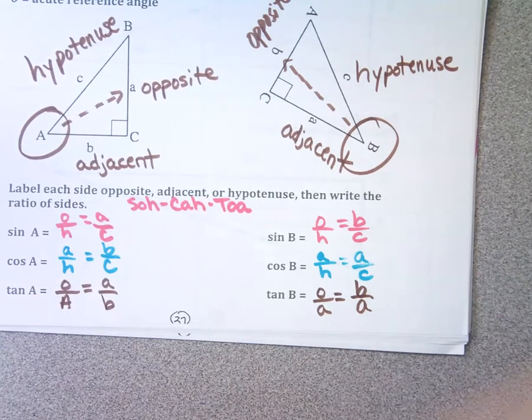So this was really just trying to get you to know what they're defined to be. Sine is opposite over hypotenuse. Cosine is adjacent over hypotenuse. Tangent is opposite over adjacent. So now let's do one where we actually have numbers and have to do a little bit more. So let's flip the page.